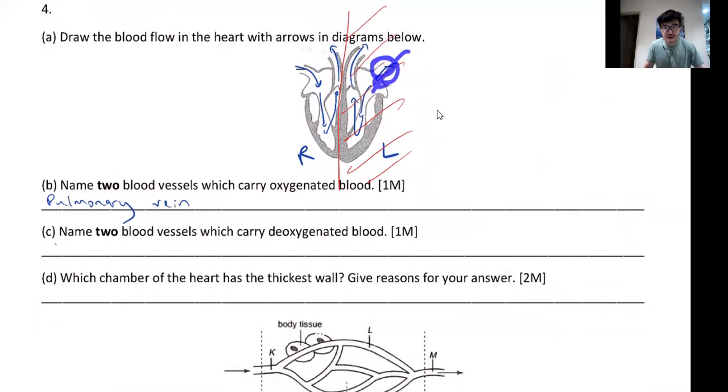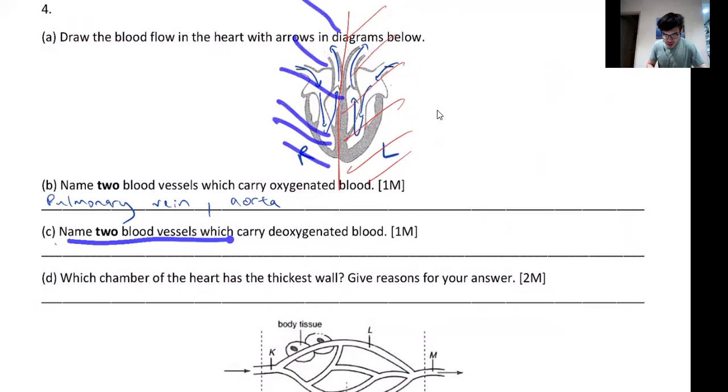A vein, vein means coming back to the heart. And of course, you have your aorta, which is this one. It pumps blood to the body. So everything here is oxygenated, and everything here is deoxygenated.